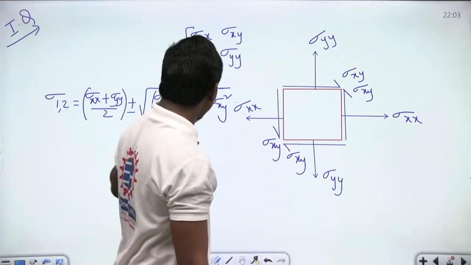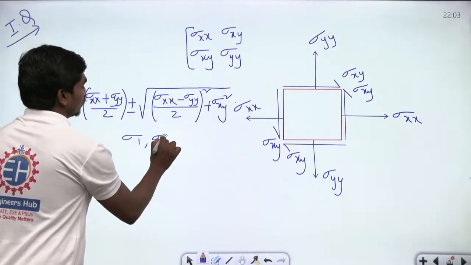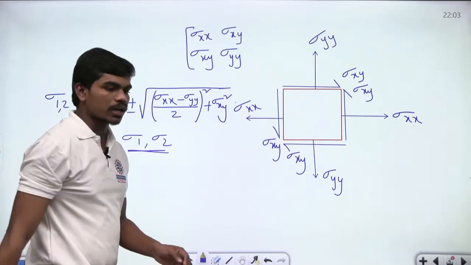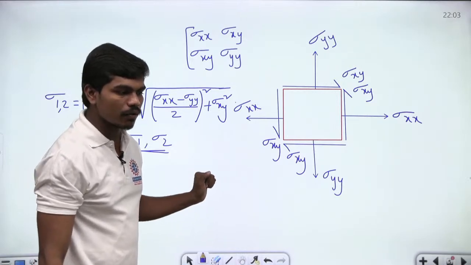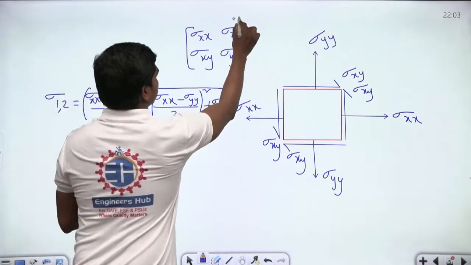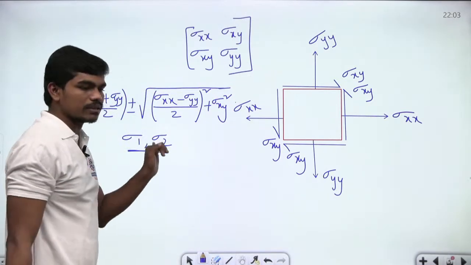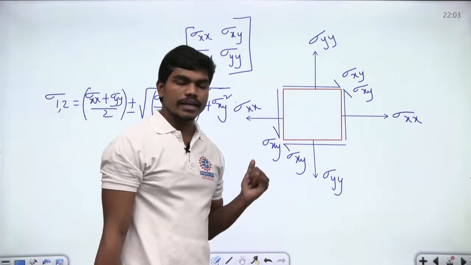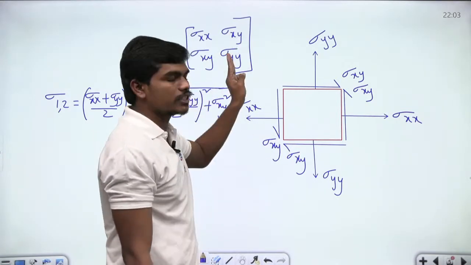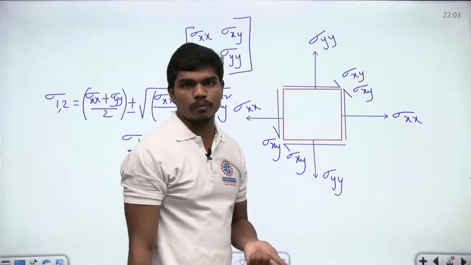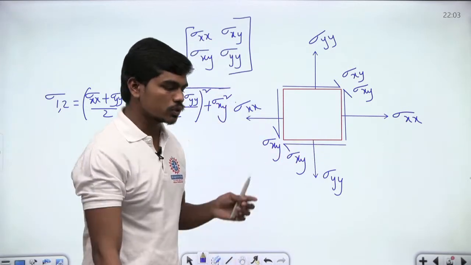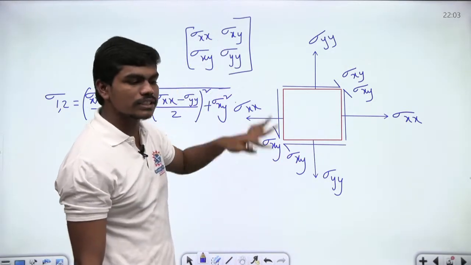Now see carefully. If you calculate this value sigma 1 comma sigma 2, do you know what these values are? You will get these values, correct? But of course, for this given matrix, please tell me what are the values of sigma 1 comma sigma 2 here. They are nothing but the eigenvalues of this matrix, and you know very easily what the eigenvalues of a 2 by 2 matrix are, correct? So for any stress tensor, if you calculate the eigenvalues, you will get the principal stresses. So sigma 1 comma sigma 2 are the eigenvalues of this matrix.